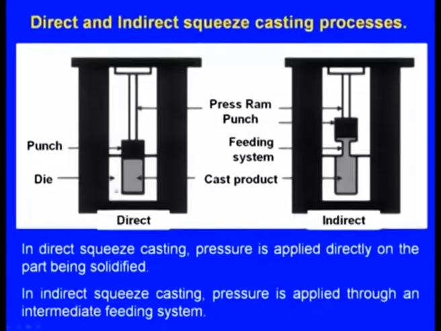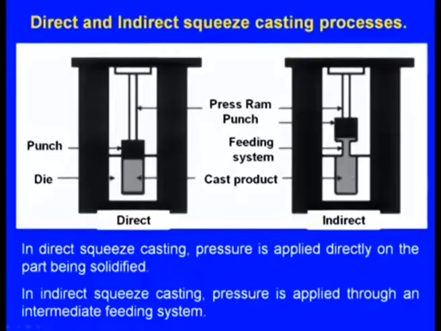Now, the molten metal is poured into the die, and the punch is coming down and applying pressure on the molten metal. Here we can see the molten metal. So this is the feeding system. This feeding system is not there in the case of direct squeeze casting. So between the punch and the molten metal there is a feeding system.